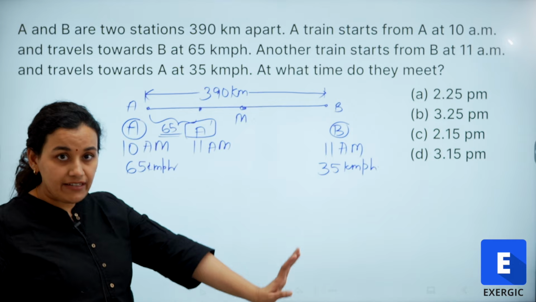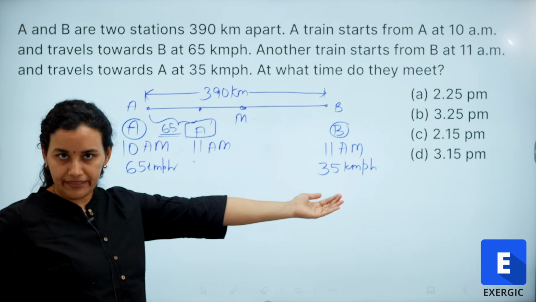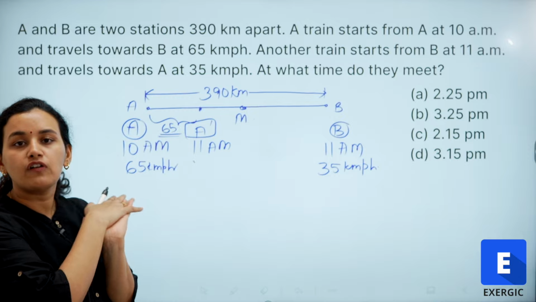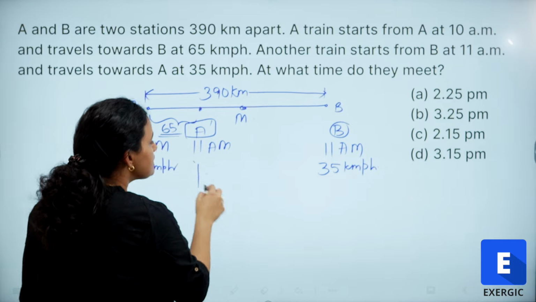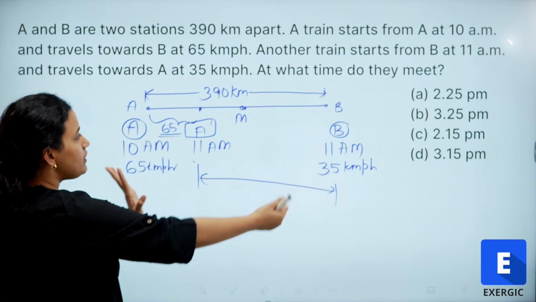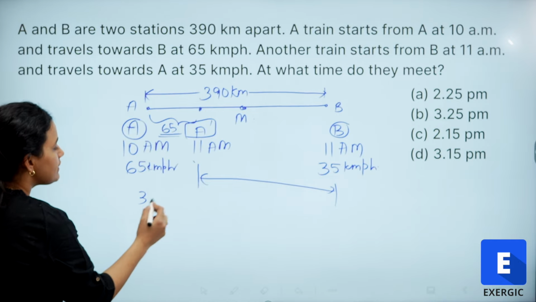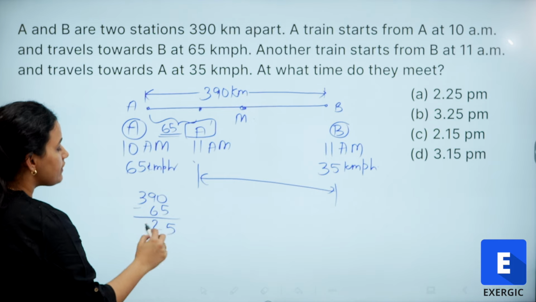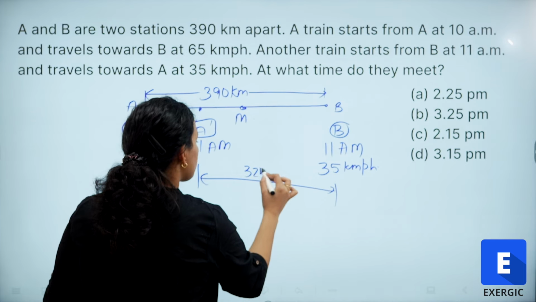So now at 11 a.m. this is where A is at A dash and B is at B, and now they are both starting and moving towards each other. So it's easier for me to find out at what time they're going to meet, right? So this is also 11 a.m. and what is the distance between them now? Initially it was 390 kilometers, but A has already covered 65 kilometers. So the distance is going to be 390 minus 65. This is what is remaining. So this is going to be 325 kilometers, right? So the distance is 325 kilometers.